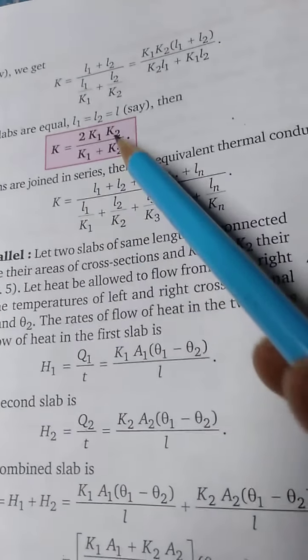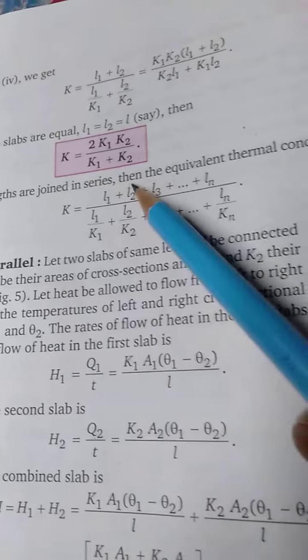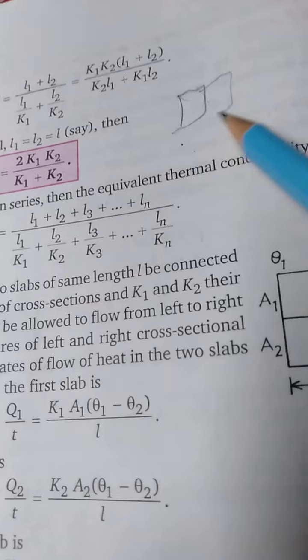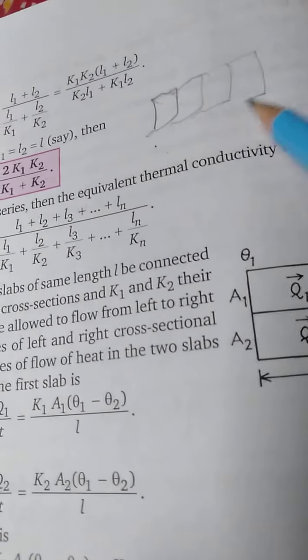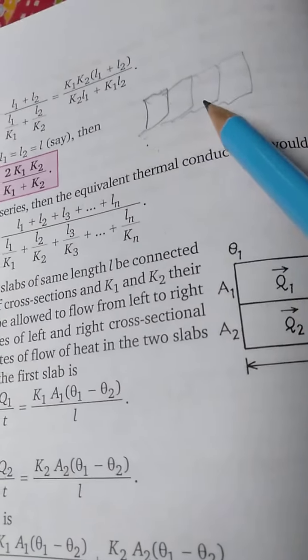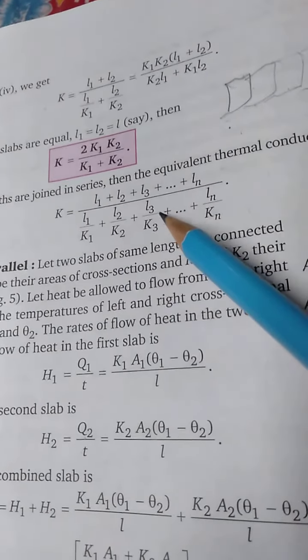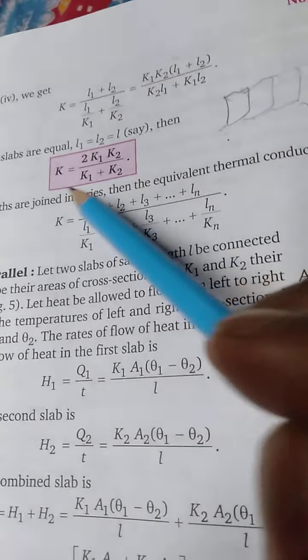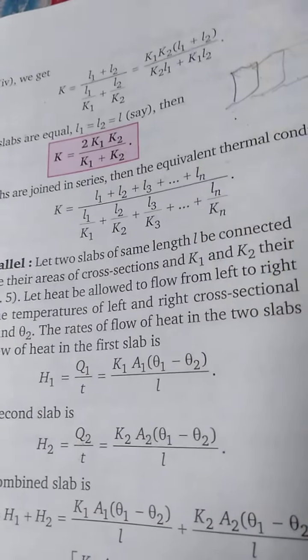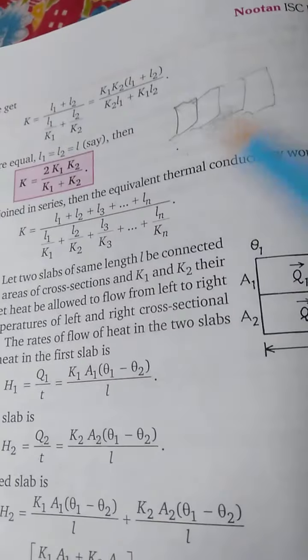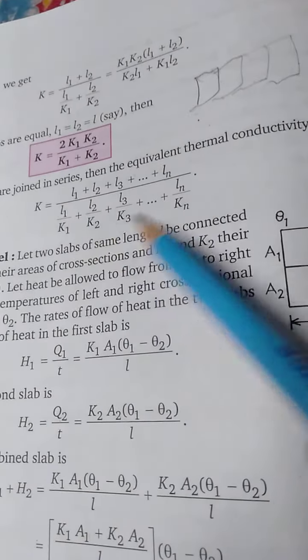Or if there are two slabs in series, if there are multiple slabs, suppose here there is one slab of length L1, then another slab, then another slab, then another slab. If there are lengths L1, L2, L3, L4, then we will apply this formula, L1 plus L2 plus L3, total L by this one. So this will give us the expression for any number of slabs, so this is the final expression, and this we have derived again by assuming L1 equal to L2 equal to L. Okay. So this is the expression for any number of slabs which are joined in series and having different thermal conductivities.